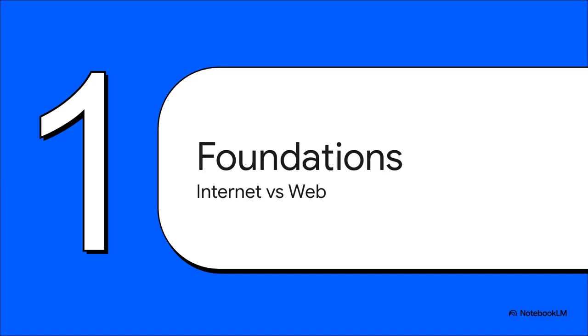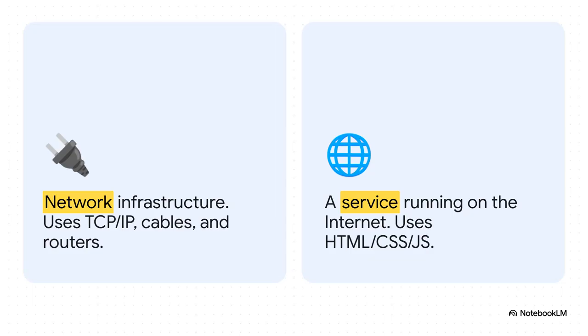All right, Section 1, Foundations, the Internet and the Web. Now, this is a distinction that trips up a lot of people, but it's absolutely crucial for your exam. The Internet is the actual underlying global network infrastructure. We're talking the physical cables, the routers, and the TCP/IP protocols. Fun fact, the very first internet message sent back in 1969 was literally just the letters L and O before the whole system crashed.